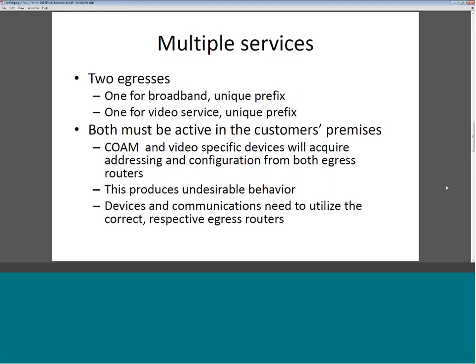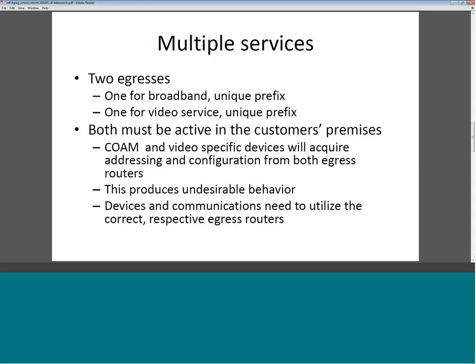So in this case in particular, we have two services: a broadband service and a video service, which for this conversation are powered by the same operator, although that does not strictly need to be the case. The broadband service has its own prefix, and the video service has its own. One of the challenges with this use case is we need to make sure that video-only hosts were not inadvertently addressed from the broadband prefix, or trying to use the broadband prefix as their egress for a video service, and vice versa.